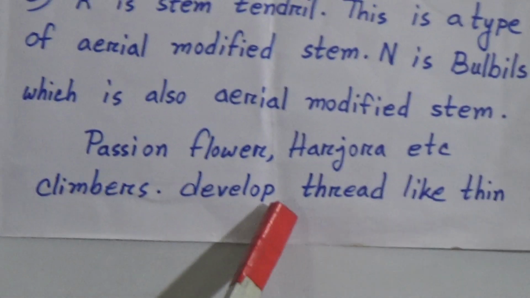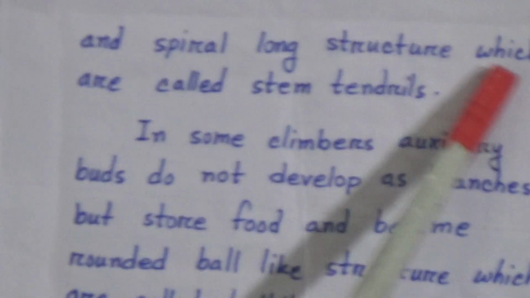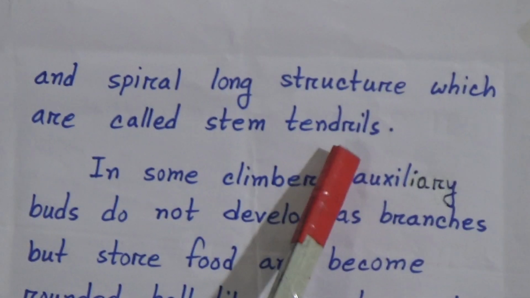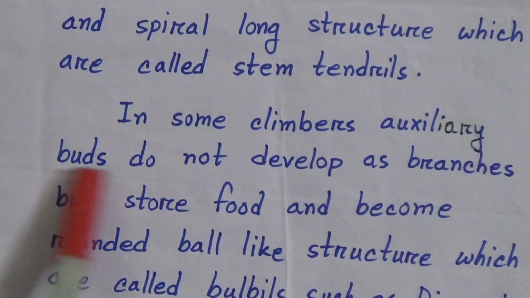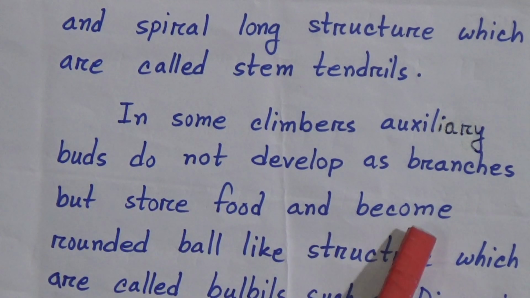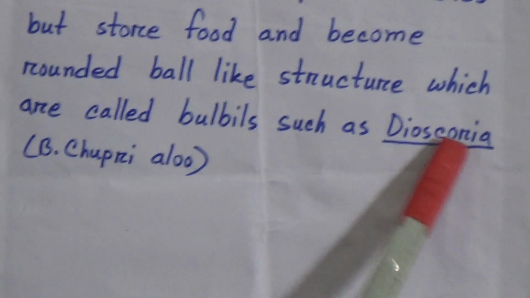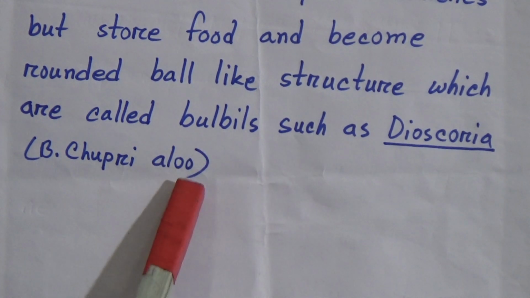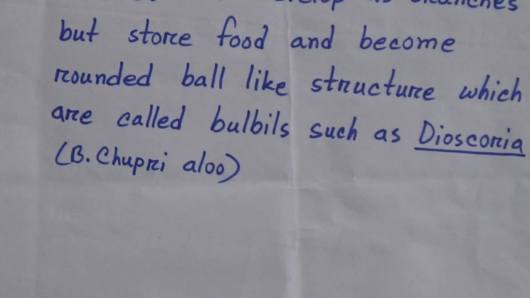Passion flower, hardjora, etc. climbers develop thread-like thin and spiral long structures, which are called stem tendrils. In some climbers, axillary buds do not develop as branches but store food and become rounded ball-like structures, which are called bulbils, such as Dioscorea, Bangla name Chupri Alu. So dear students, it was your pre-tip question number 2 answer.